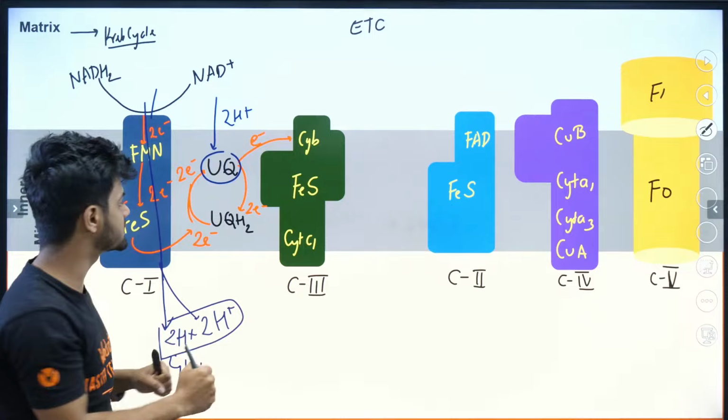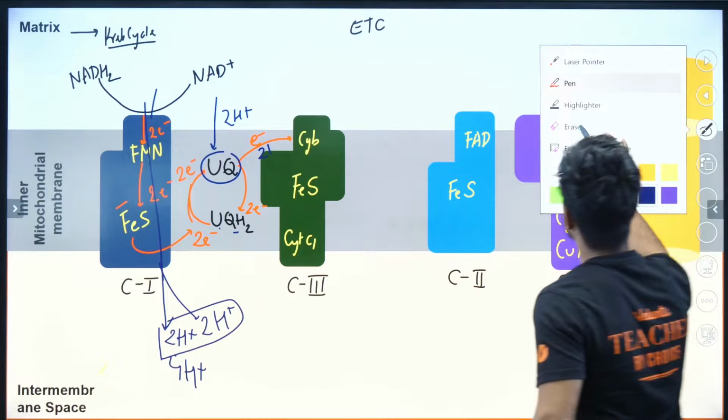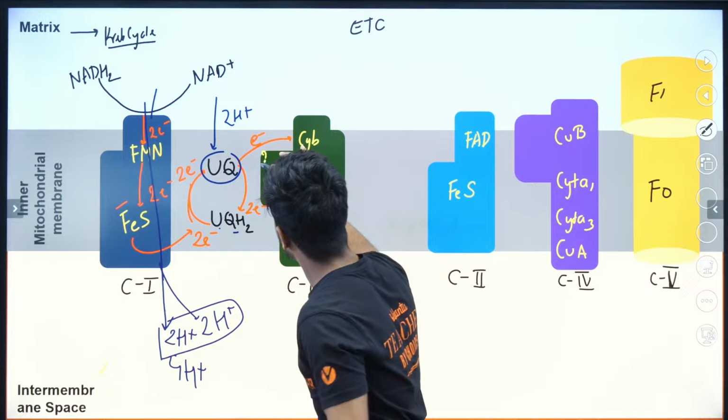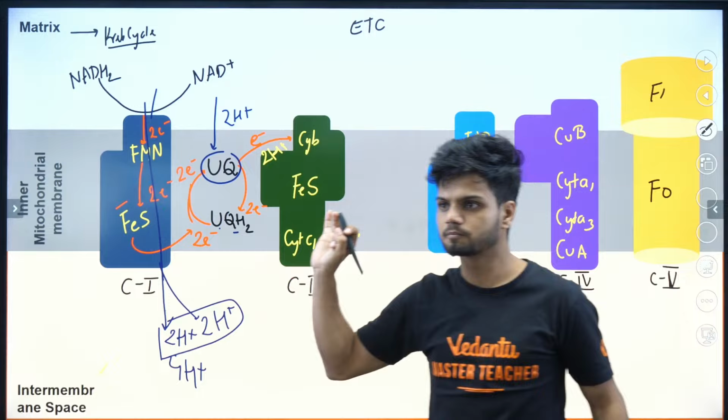Now this H2 is also sent to your complex number 2. 2H plus is sent here. 2H plus is also sent here. That is the entire step on this side. I hope this is clear. I hope students, till here it is clear.